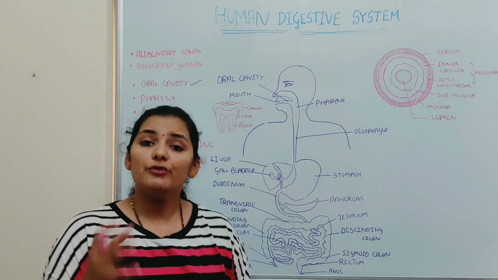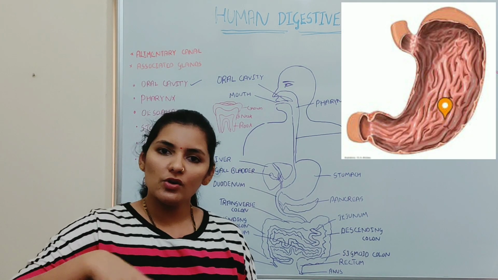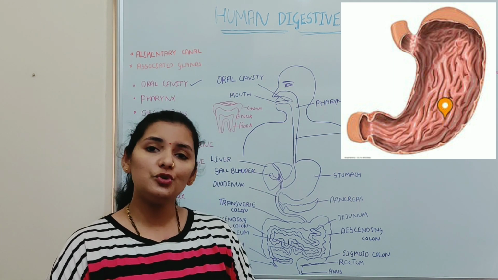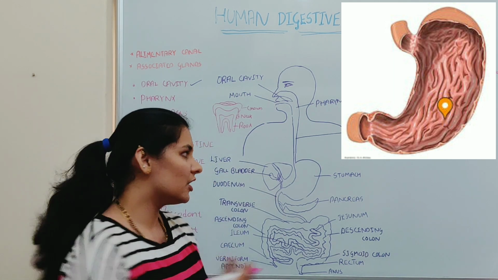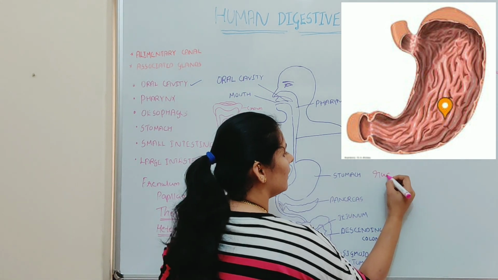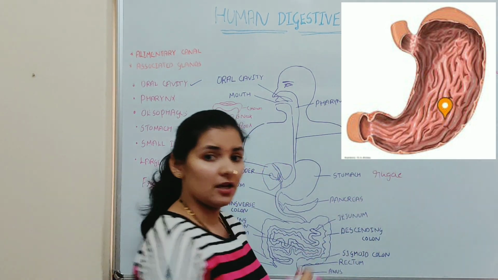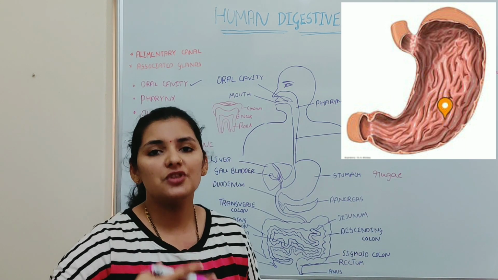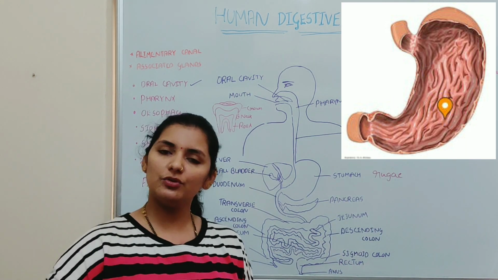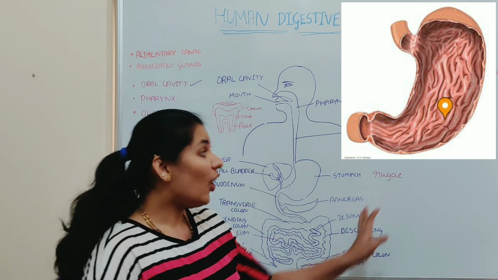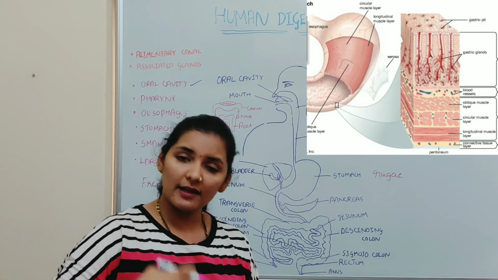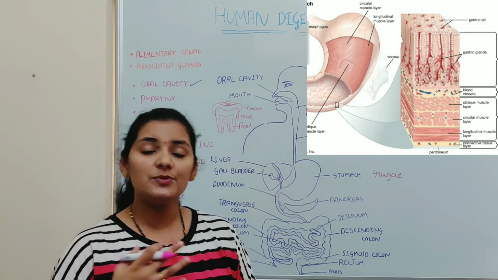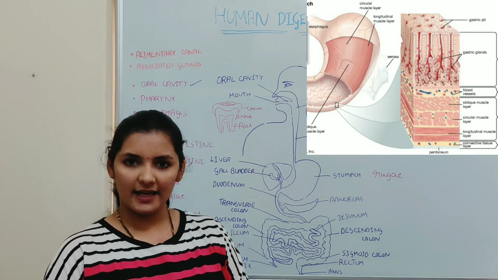For example, if you consider the stomach, the mucosa of the stomach, or the inner lining of the stomach, consists of numerous longitudinal folds known as rugae in its empty state. These numerous foldings, that is rugae, help in stretching the stomach as food fills the stomach. On these rugae, that is the lining of the stomach, there are numerous gastric glands which produce enzymes and HCl.